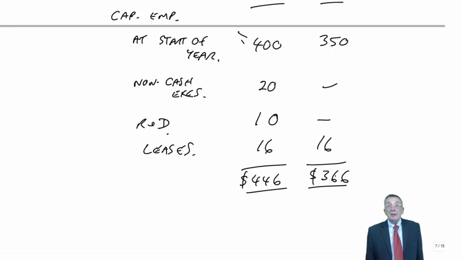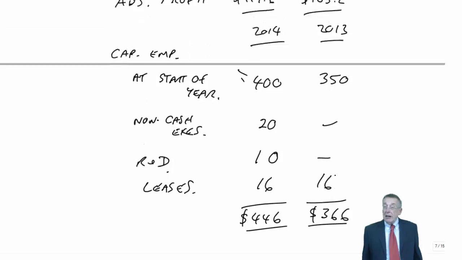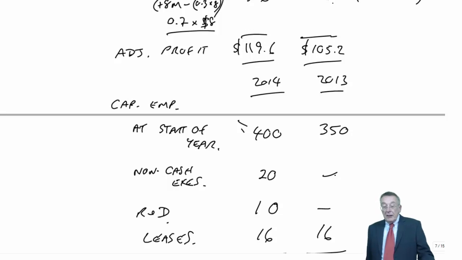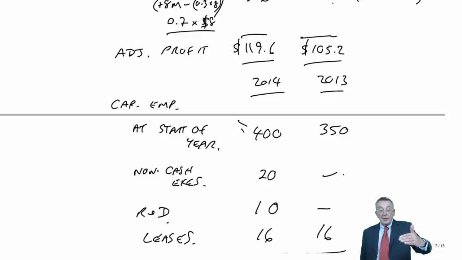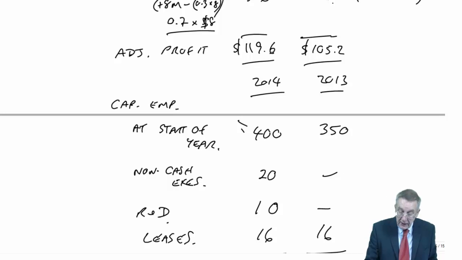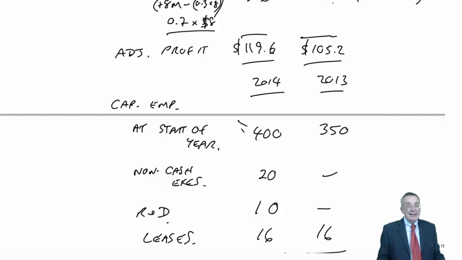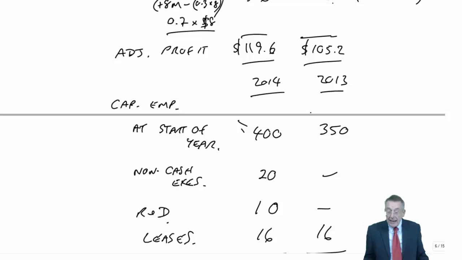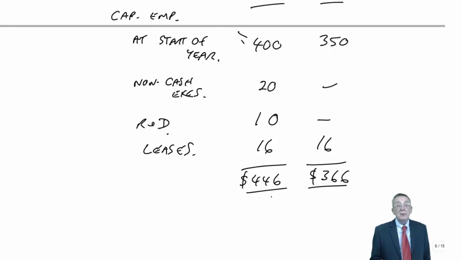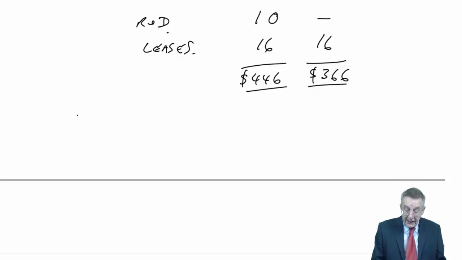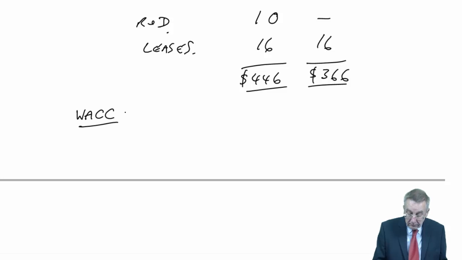Now, I've talked so much, you've probably forgotten where we're going. We're going to take an approach very similar to residual income, in that the EVA, we say, is the profit for the year, okay, for 2014, 119.6, less interest applied to the capital at the start of the year of 446. Well, the final bit before we can set it up is to work out what the overall cost is to the company, the weighted average cost of capital.